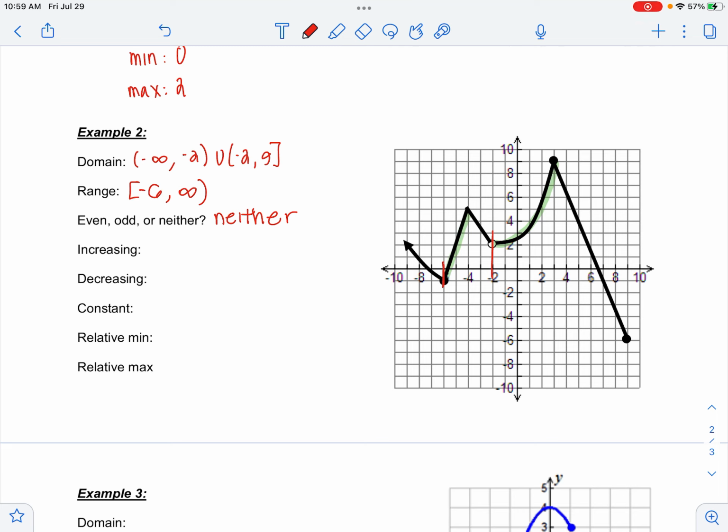That's not -2 either. Yes, it is. Oh, I went too far. That's why. -6. Let me go back there. I was like, that doesn't seem right, because it stops right there where my green line stops. -6 to -4. Remember, parentheses only.